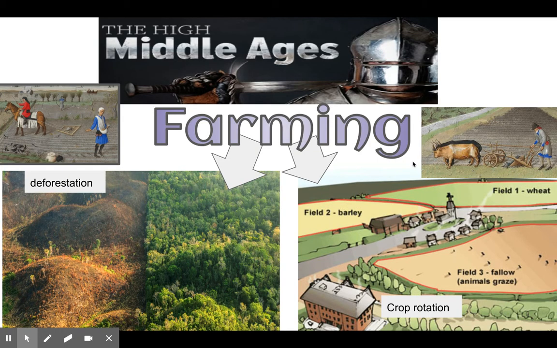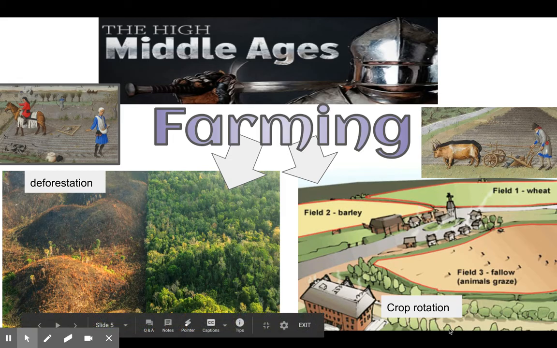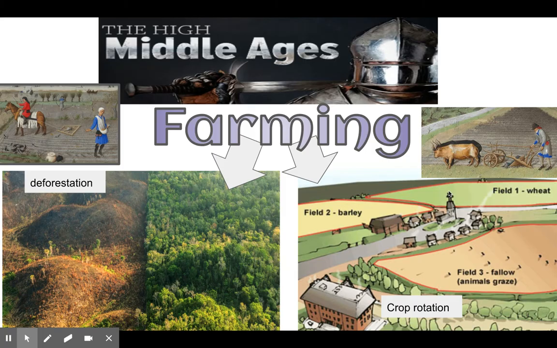By the High Middle Ages, improvements in farming, such as deforestation and crop rotation, caused the population to boom. Crop rotation comes from China. And the idea is that you leave one field fallow and you can have animals graze that year. That way, you don't rob the soil of its nutrients all the time. And then they rotate them.